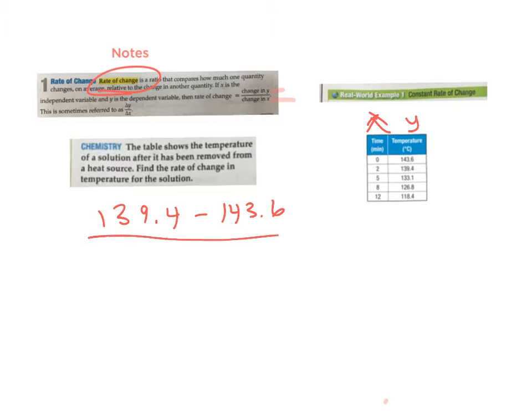and I subtract that with 143.6, and I subtract my x values, which are 2 minus 0, and do the math of that. I have 139.4 minus 143.6, and I get negative 4.2, and then 2 minus 0 is easy, that's 2. And so my rate of change, if I divide those, is a negative 2.1. That means the temperature is dropping 2 degrees for every 2 minutes.